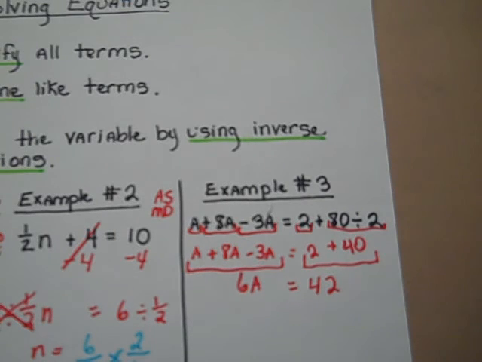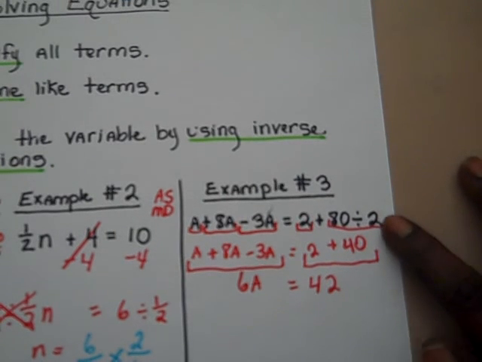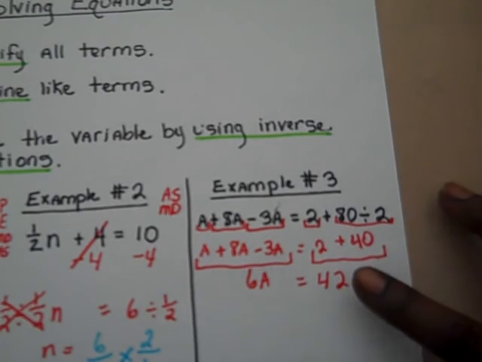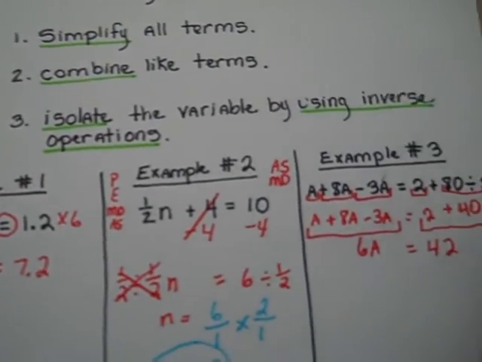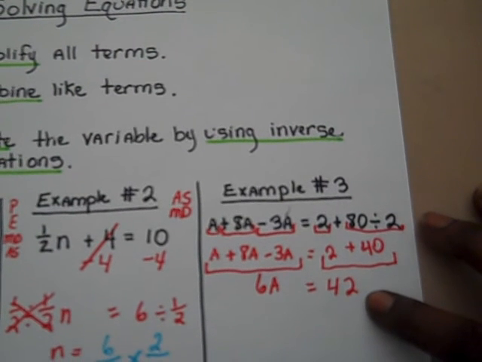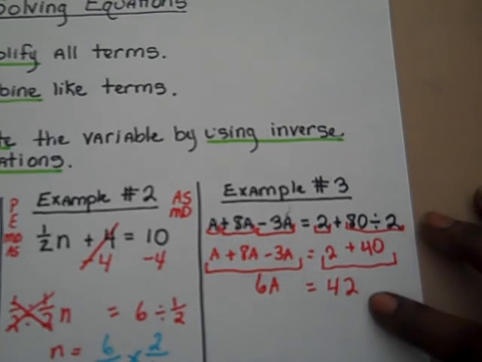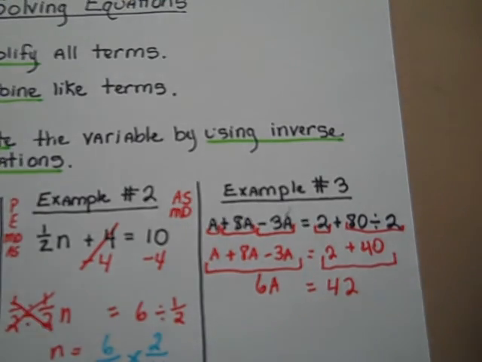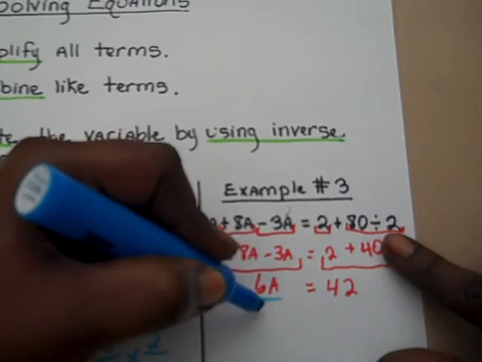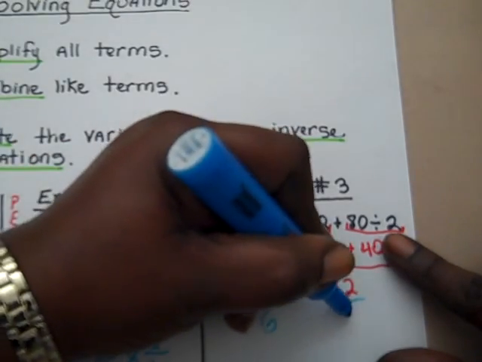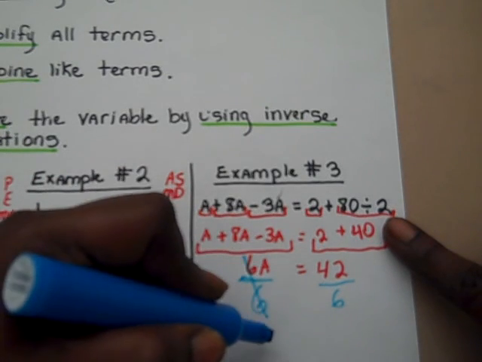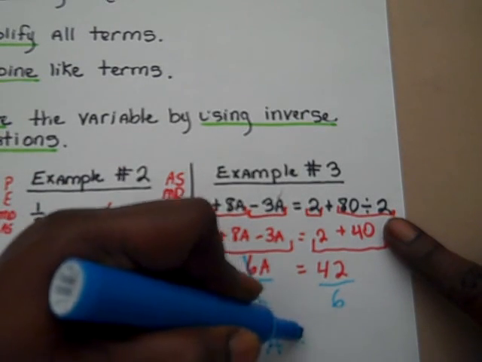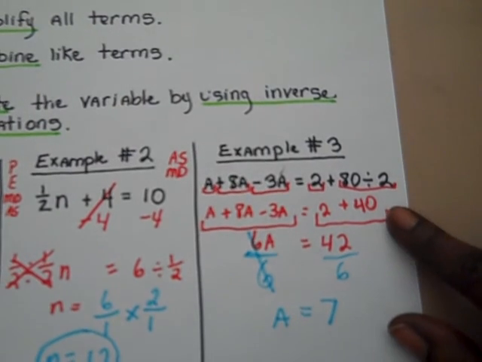So now, after we have simplified our terms, after we have combined our like terms, what we now have is something very similar to example number 1, a one-step equation. And if you look at this one-step equation, it says 6 times a equals 42. Obviously, the operation that's being done is multiplication. The inverse of multiplication is division. So we're going to divide both sides by 6. That cancels out, leaving me with a equal to 7.